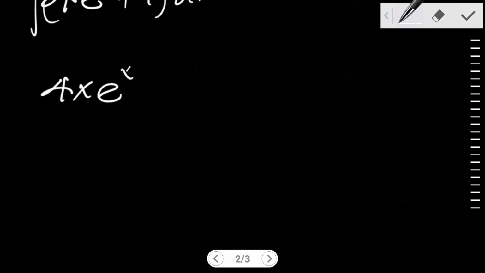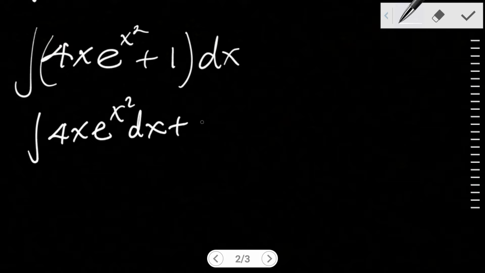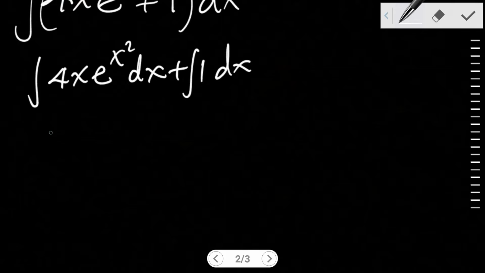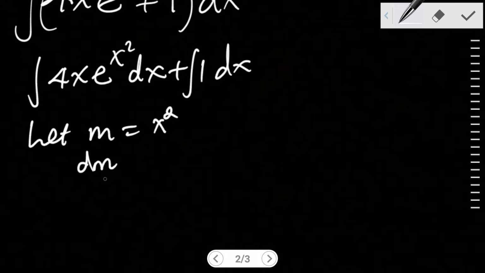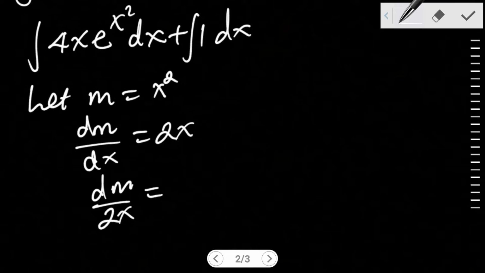Next: 4x e^(x²) + 1, integrated with respect to x. To integrate this, I'm going to separate this and say I'm going to be integrating 4x e^(x²) dx plus 1 dx in this case. So out of that, to integrate this, I'm going to say let, this time let's use m, be equal to x², and so dm/dx would be equal to 2x in this case. So let's get dx. So dm all over 2x would be equal to dx.